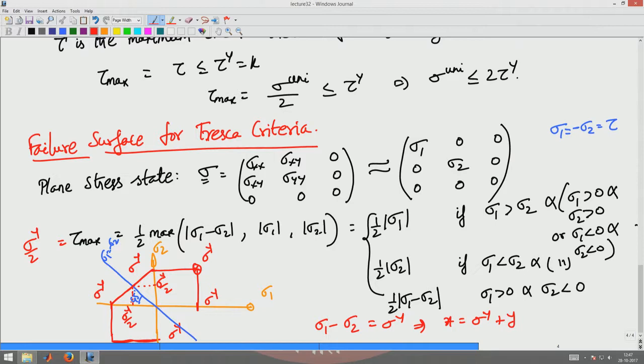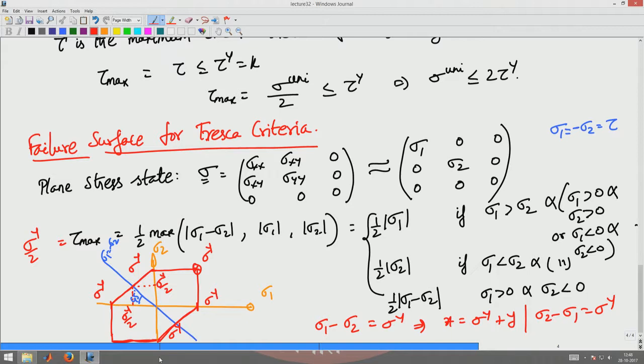Similarly, in the other region where sigma 1 is positive and sigma 2 is negative, the absolute value would be sigma 2 minus sigma 1 equal to sigma y, and the answer will be this line. This line is what that equation represents. So, the failure surface for the Tresca criterion is in the form of a hexagon.